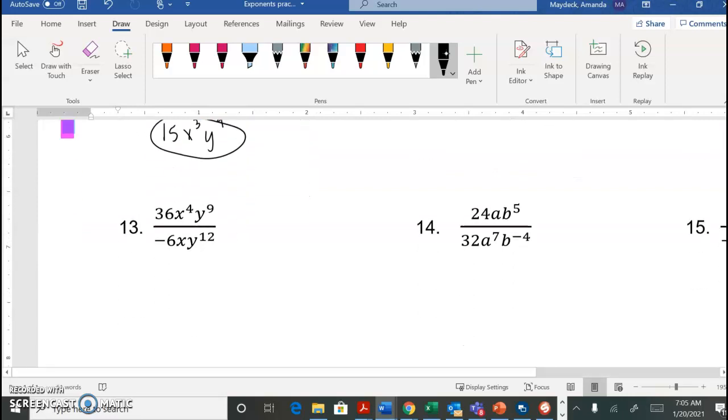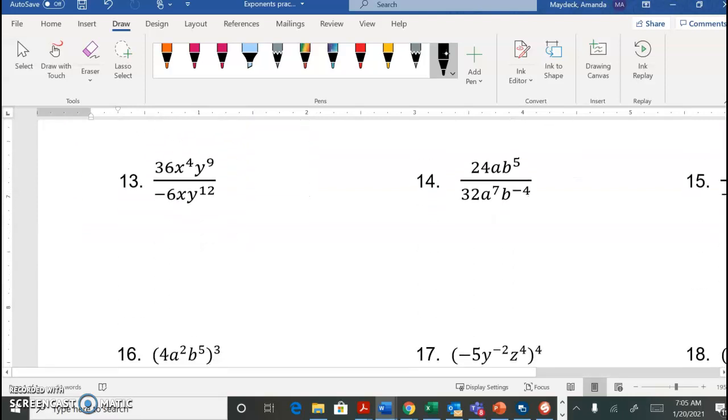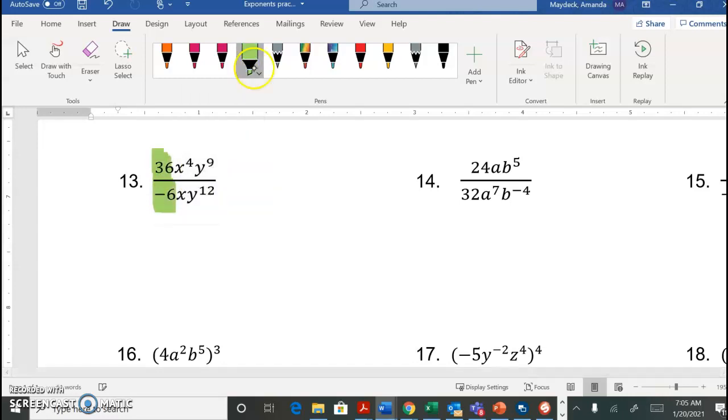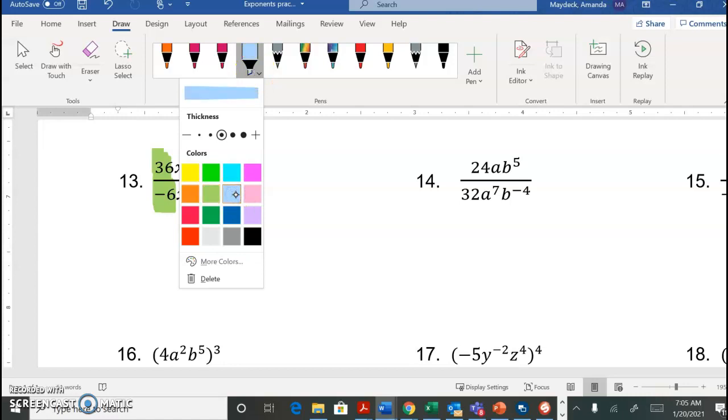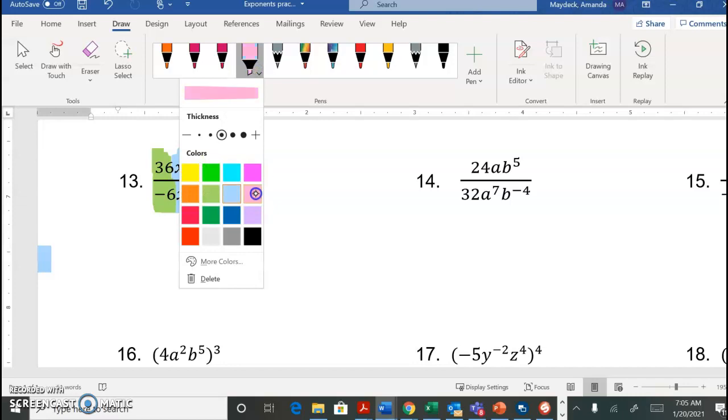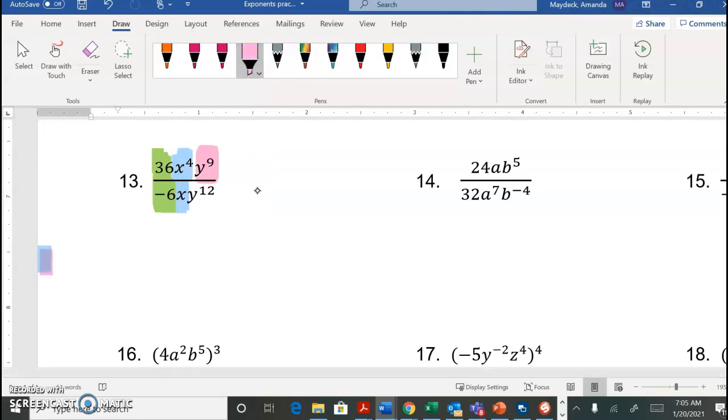I'd like to go over number 13 the same way we did the other one. This is just like multiplication, except instead of the rules for multiplication where you add the exponents, you're going to subtract the exponents. So the first thing I want to do is look at the things that are in common. I always like to use a highlighter to help me match things up and know what it is that I'm multiplying together, dividing together, or whatever.